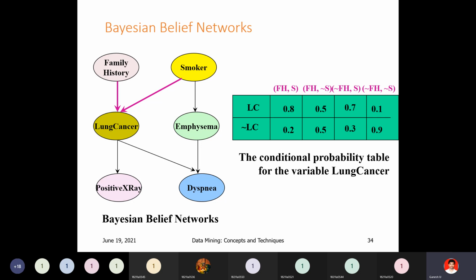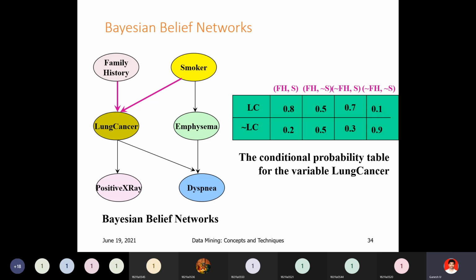Okay, so I hope you understood. Family history, smoker, so both are there. If you have a family history of lung cancer and you are also a heavy smoker, then it will definitely lead to lung cancer. Not having a family history, you are only smoking, then that is emphysema. Lung cancer leads to a positive X-ray. Lung cancer and emphysema, in rare cases, lead to dyspnea.